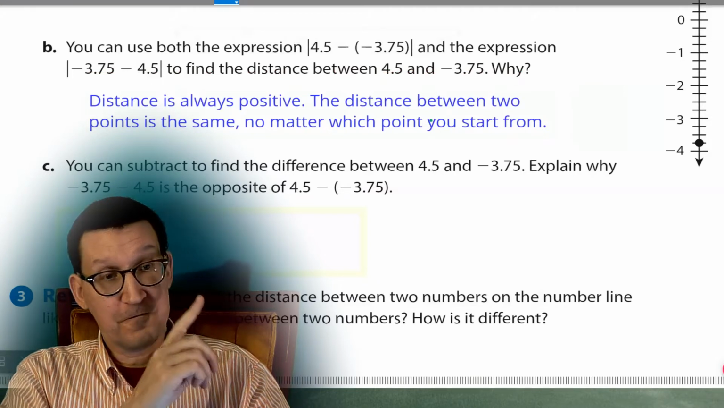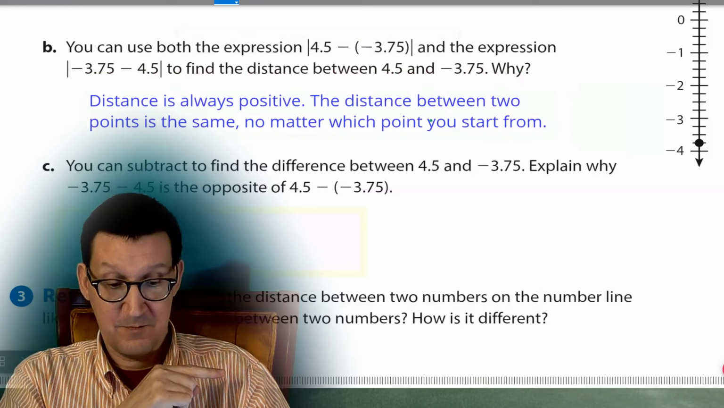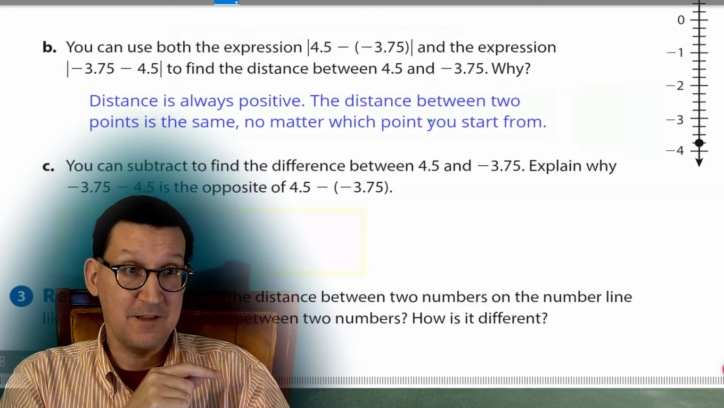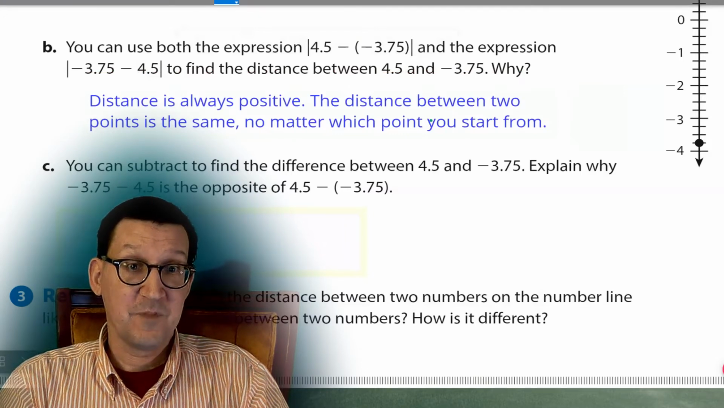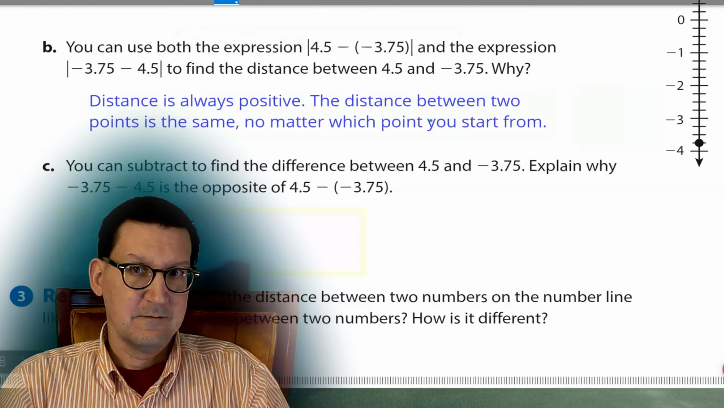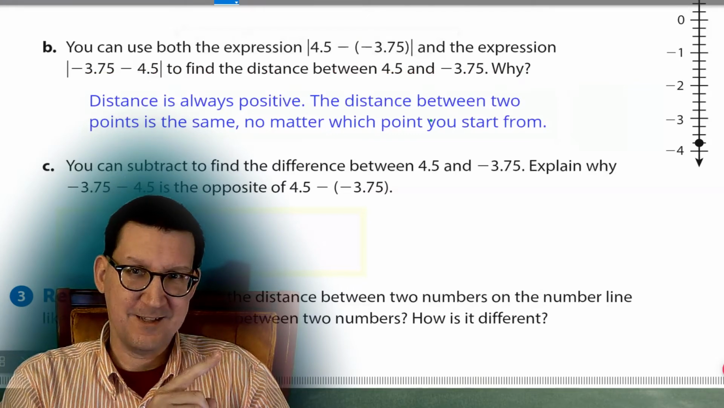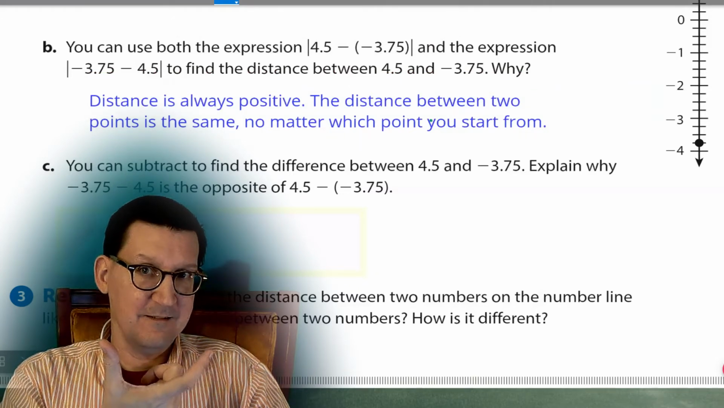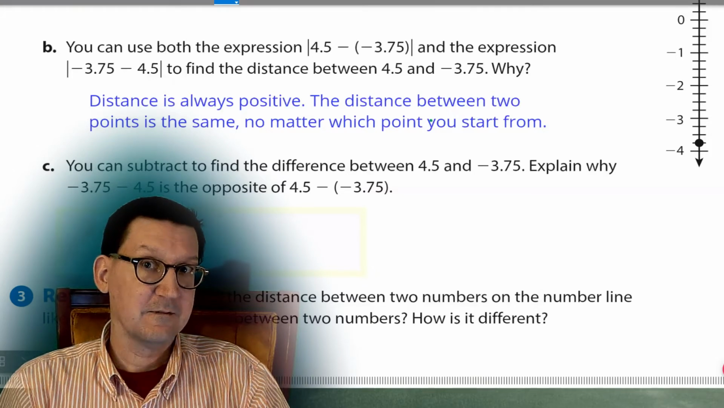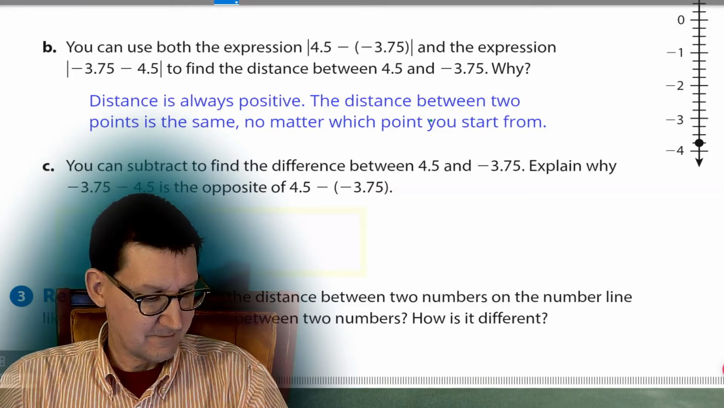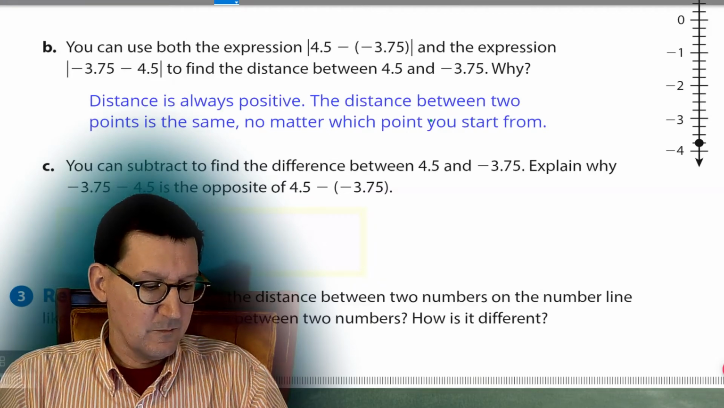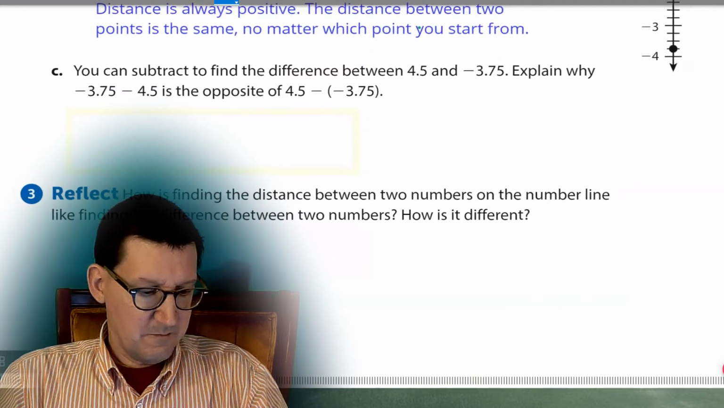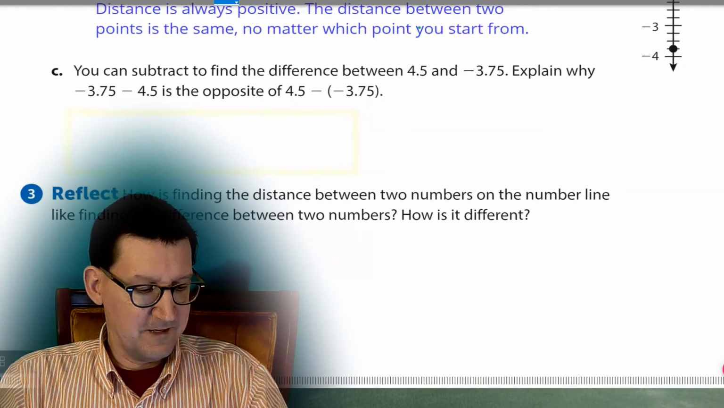In other words, if you use 4.5 and count all the way down to negative 3.75, or if you start at negative 3.75 and count all the way up to positive 4.5, it's going to be the same distance between them, right? If you walk from your house to your friend's house across the school, and you're positive 5 and he's negative 5, it's going to be 10 units distance each way. Doesn't matter which direction you're going in.